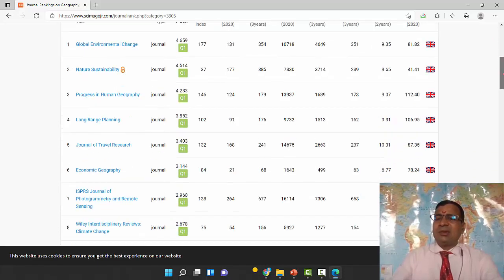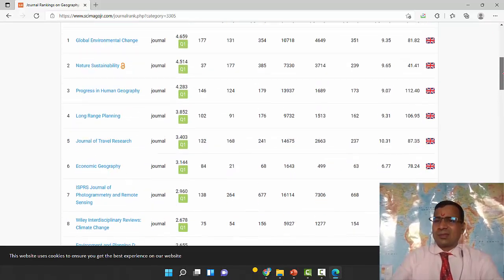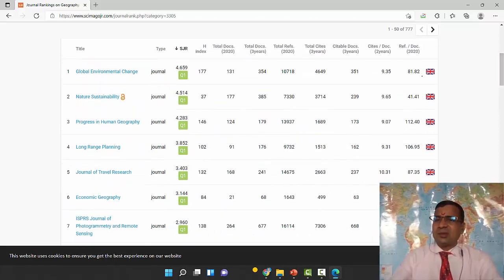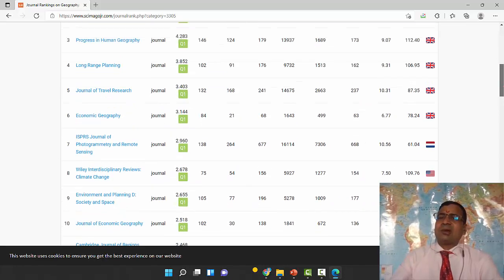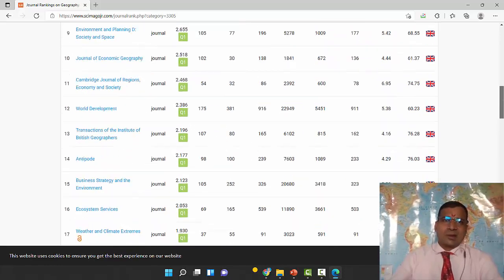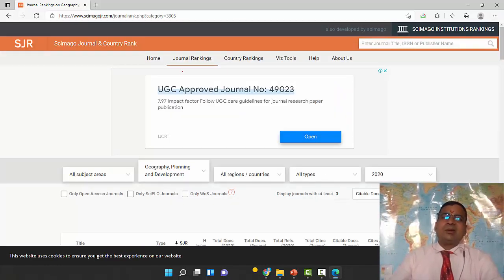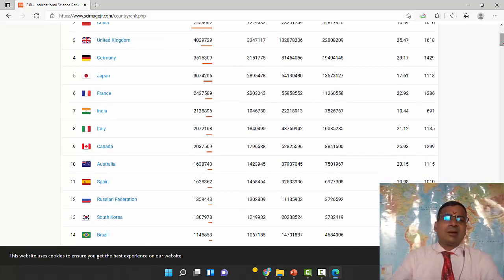And you will be surprised, most of the geography journals are related to the UK. If you see here the country flag, most of the journals are either from the UK or USA. Similarly, you find here country ranking, journal ranking, etc. Regarding country ranking, I already talked that India is at the 7th rank.